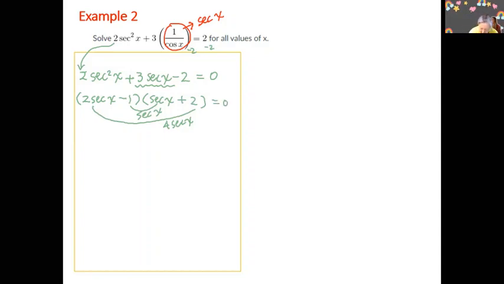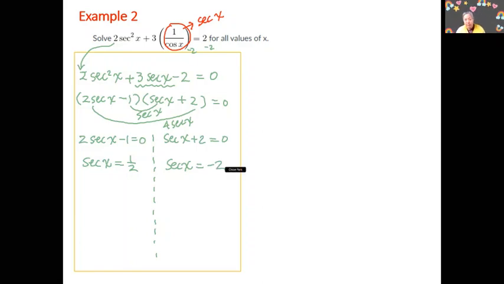Then it's done. Now we separately solve each parenthesis. 2 secant of x minus 1 is 0. And the second parenthesis is secant x plus 2 is 0. Then let's solve it from the left side. So the left one will be add 1 to both sides, divide both sides by 2, which will get us secant of x is positive 1/2. And the second equation will be secant of x is negative 2.